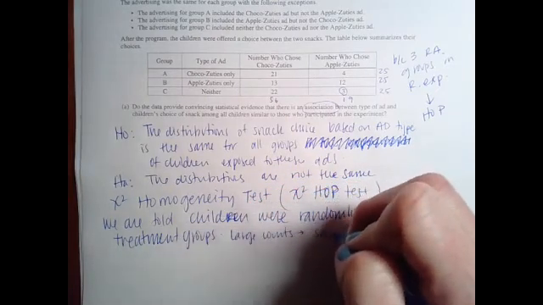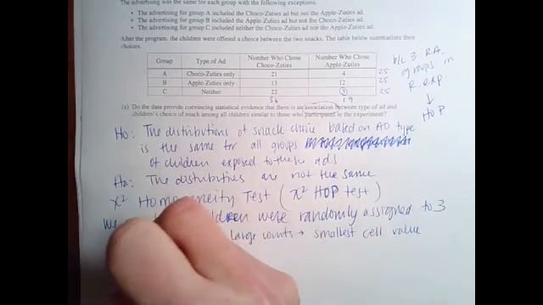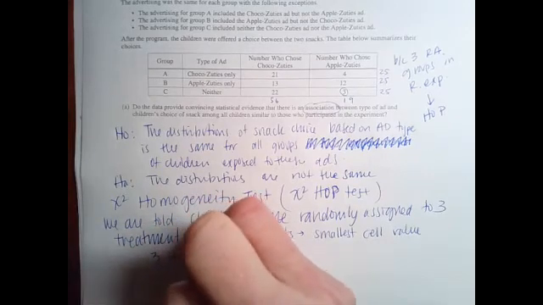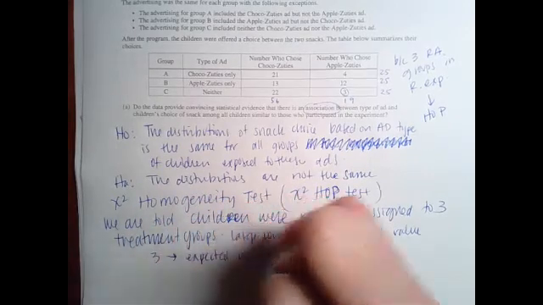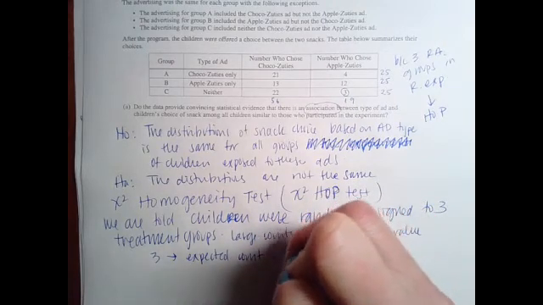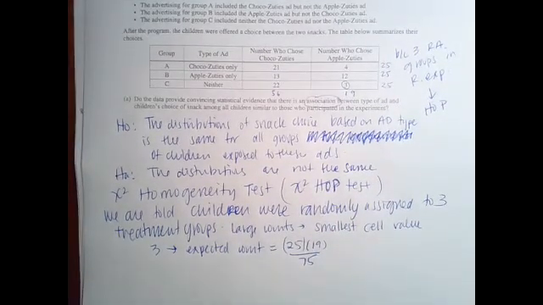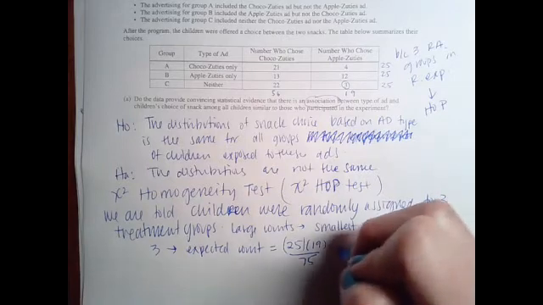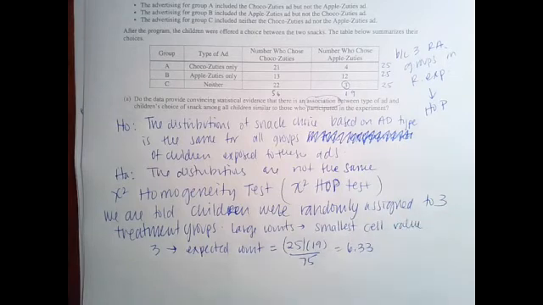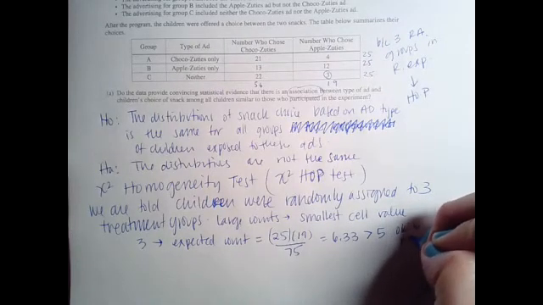Okay, so for that one expected cell, large counts. The smallest cell value is 3. And so the expected count would be the row total times the column total divided by the table total. So 25 times 19 divided by 75 gives us 6.33. And this is greater than 5. And so then we are okay to proceed.